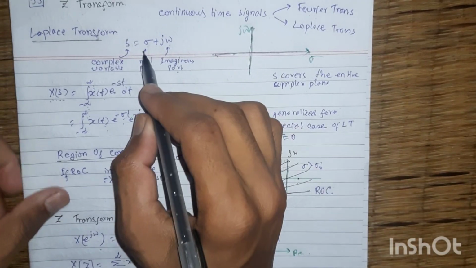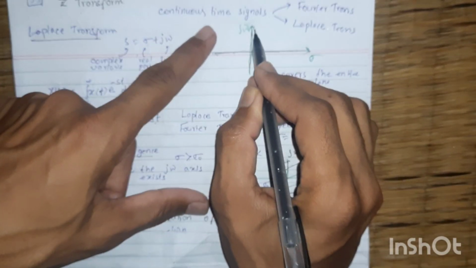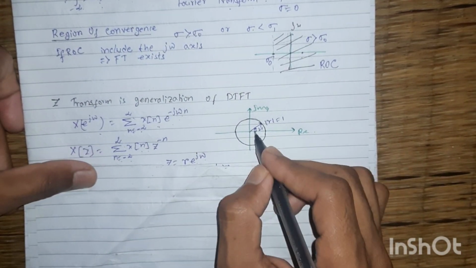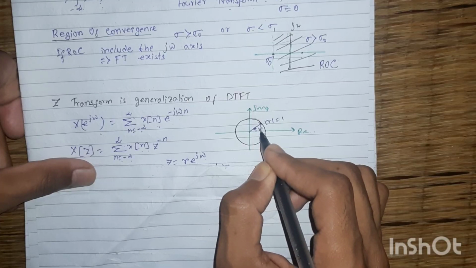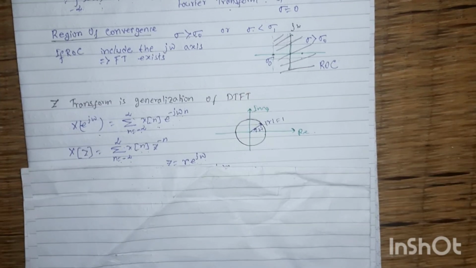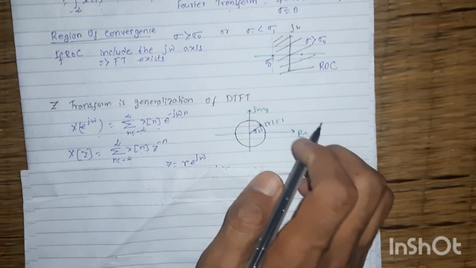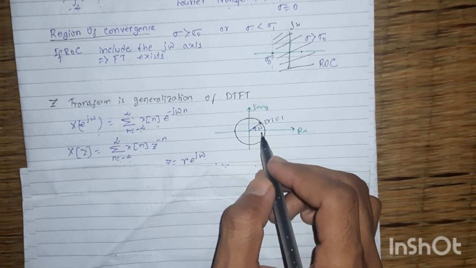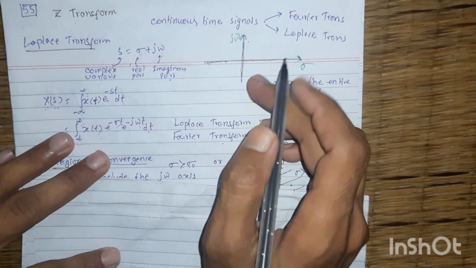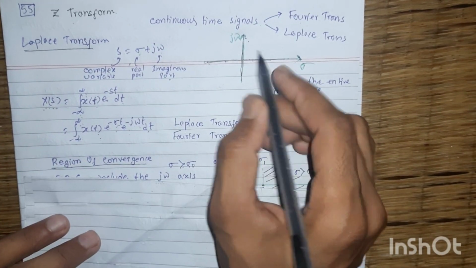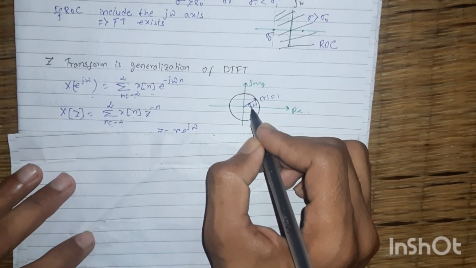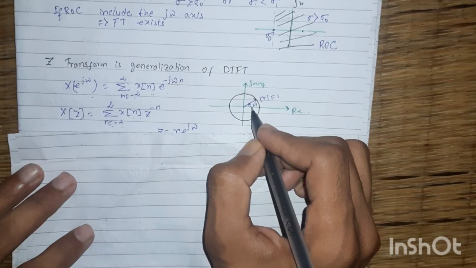Here the S variable is in terms of sigma plus j omega, but the Z variable is in terms of radius, meaning distance, and theta, where omega is the angular frequency and r is the radius. In the continuous time Laplace transform or Fourier transform, sigma and j omega are the variables, but here the variables are the radius and the angular frequency, which is the angle theta.